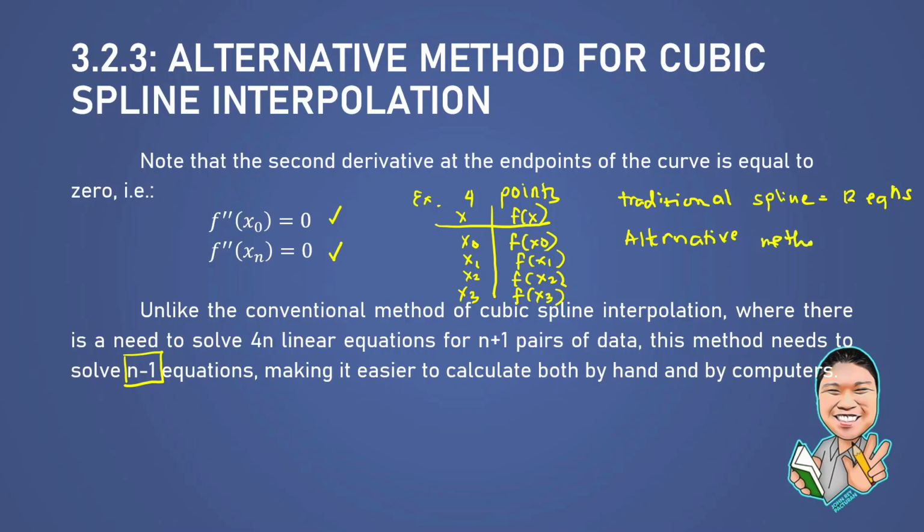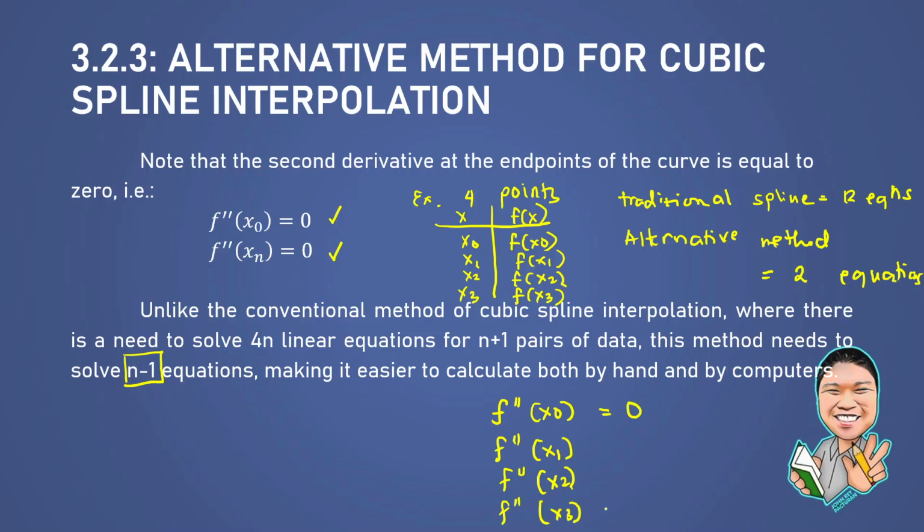Ngayon, for the alternative method, from 12 equations, ang isosolve nyo na lang dito class ay 2 equations. Yes, from 12 to 2. So, mas madaling isolve ang dalawang equations. Paano yon? Kasi usually, ang concern lang naman natin is yung mga second derivative. So, halimbawa, f double prime of x sub 0, f double prime of x sub 1, f double prime ng x sub 2, and f double prime ng x sub 3.